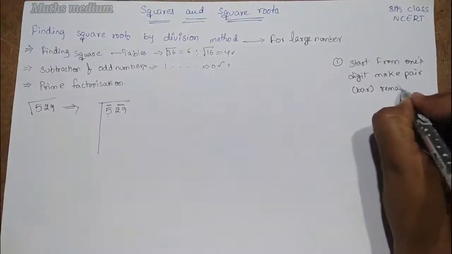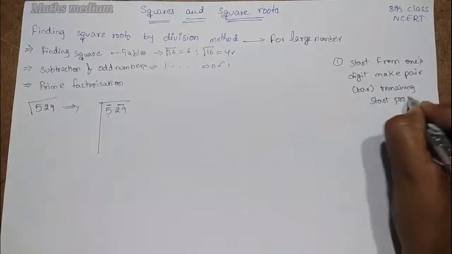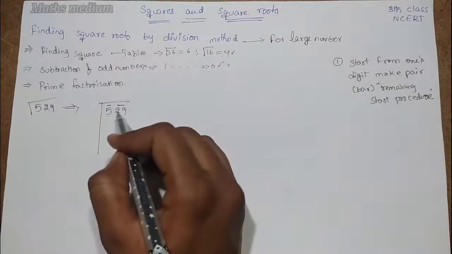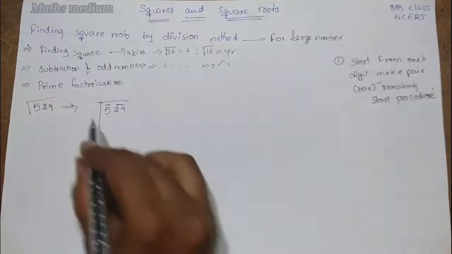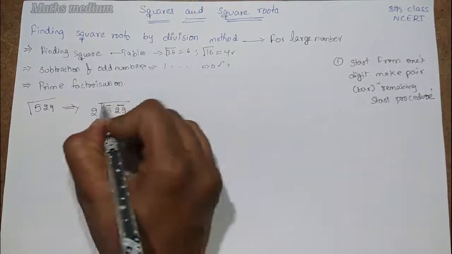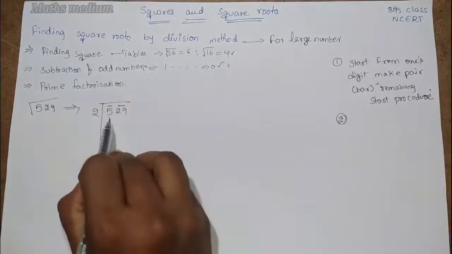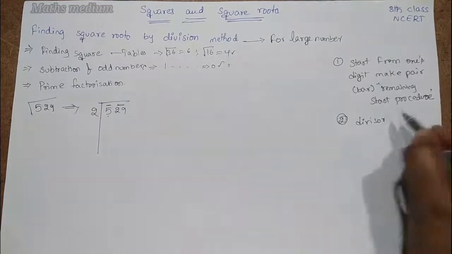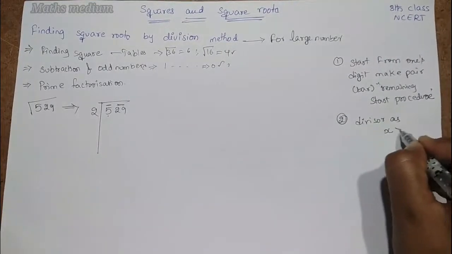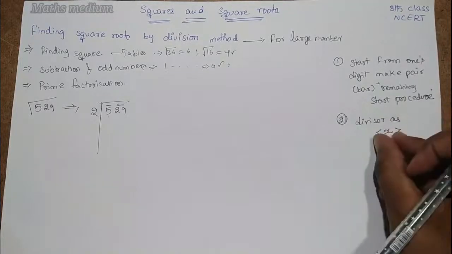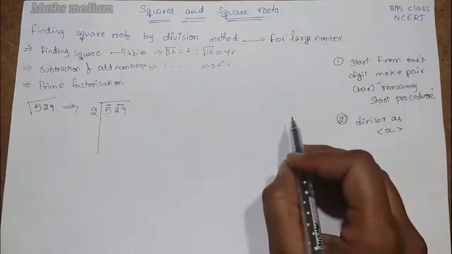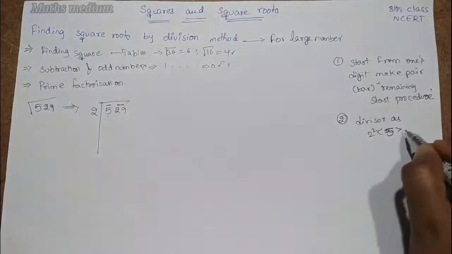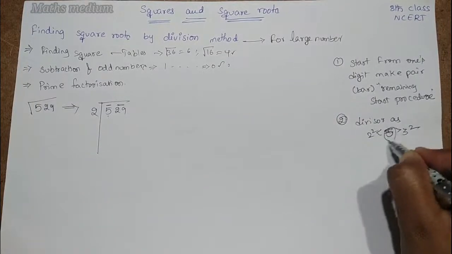Remaining, start the procedure. If there is another pair, there is no need to bother. Start again like this, so I am taking the 2. Now the second step is to divide this number. Take a divisor whose square lies in between the given number, not greater and not less. 2 squared is 4, 3 squared is 9. So this is in between, right?